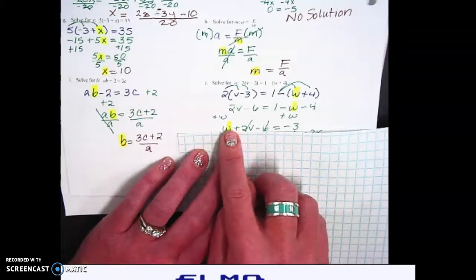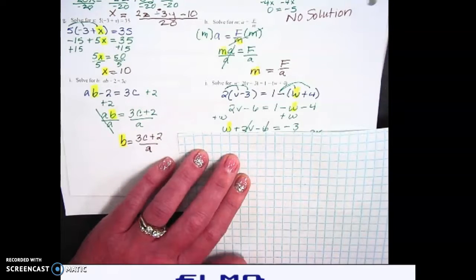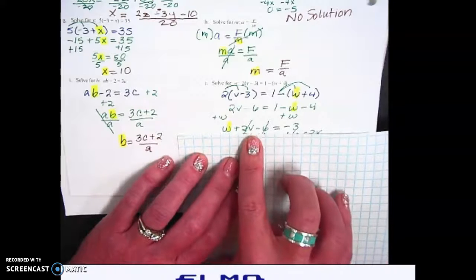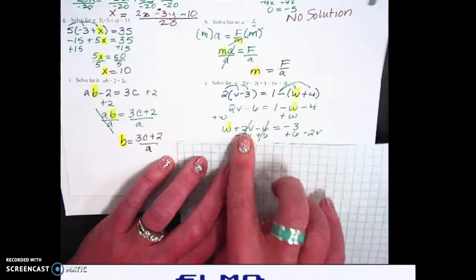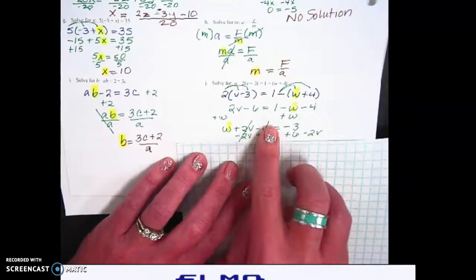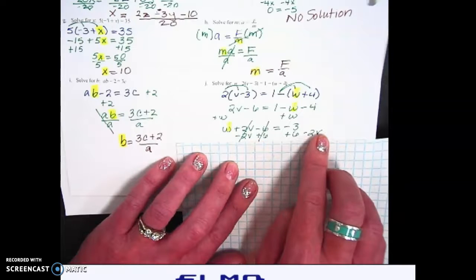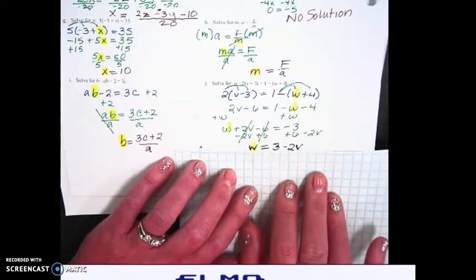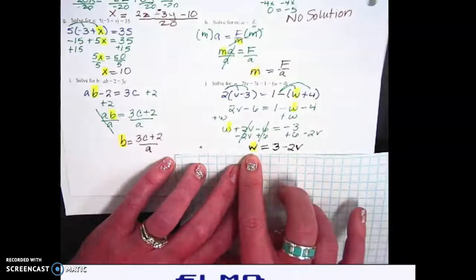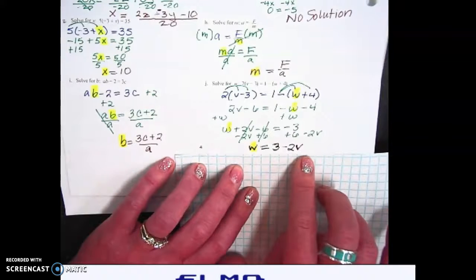Now to get the W by itself, I just need to do 2 more inverse operations. So if I have plus 2V, I'm going to subtract 2V. If I have minus 6, I'm going to add 6. So I subtract 2V and add 6 over here, and I end up with W equals 3 minus 2V.